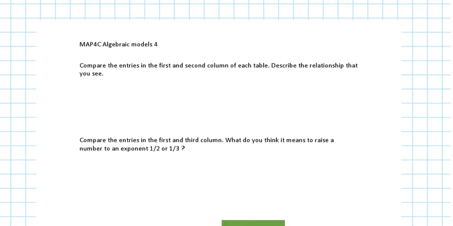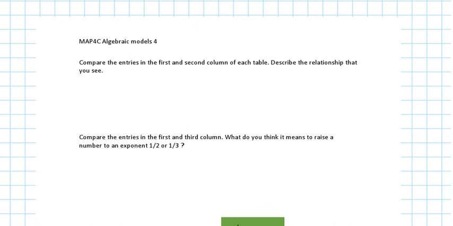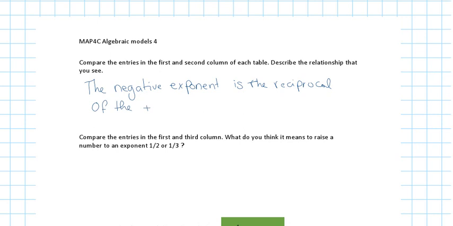Okay, so let's write the answers for these. Compare the entries of the first and second column of each table. Describe the relationship that you see. We know that the negative exponent is the reciprocal. Remember the word reciprocal that we used yesterday? Of the positive exponent. So 4 to the power of negative 2 is 1 over 4 to the power of 2. So that's the reciprocal of the positive exponent.